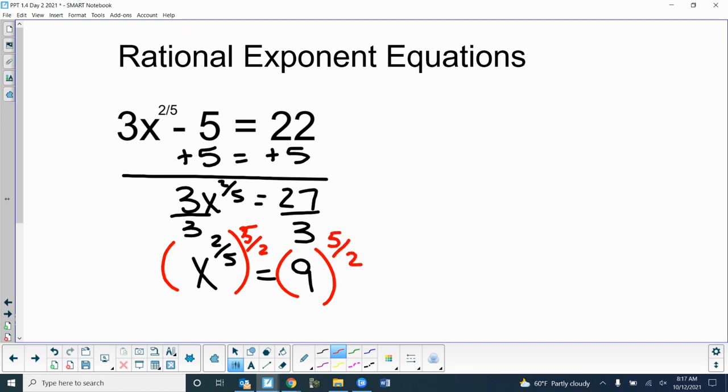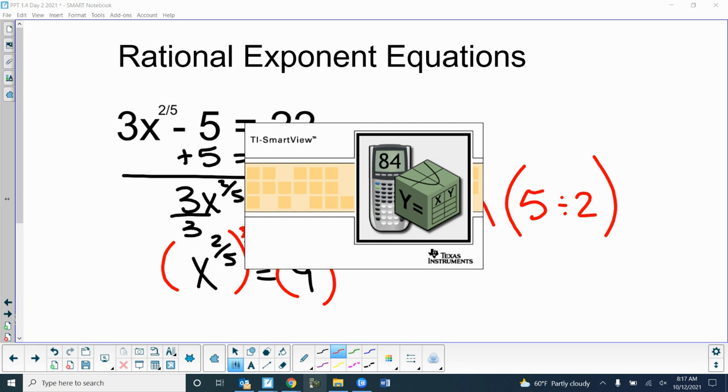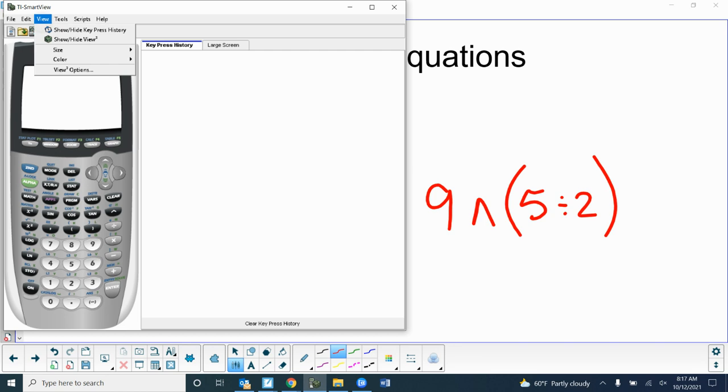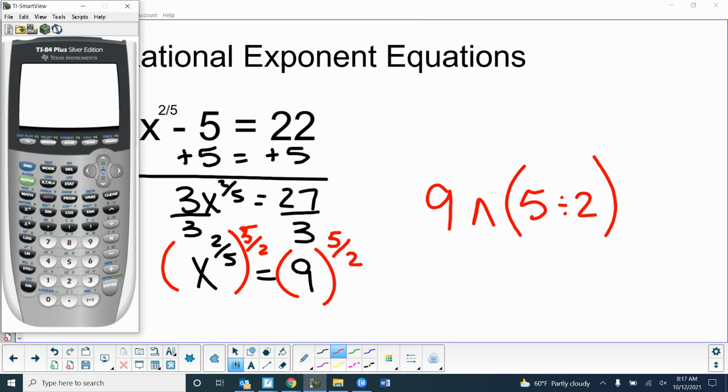So in your calculator, it's going to look like this. 9 caret parenthesis 5 divided by 2. So I'm going to go 9 caret and then parenthesis 5 divided by 2. So it looks like that. And then whatever you get is your answer. So you're going to use your calculator. Oh, wow. So 243.